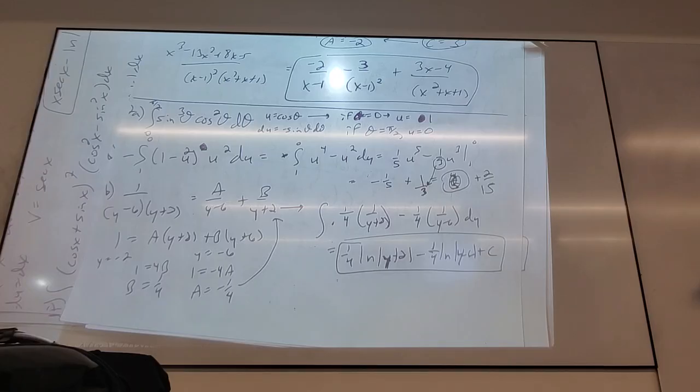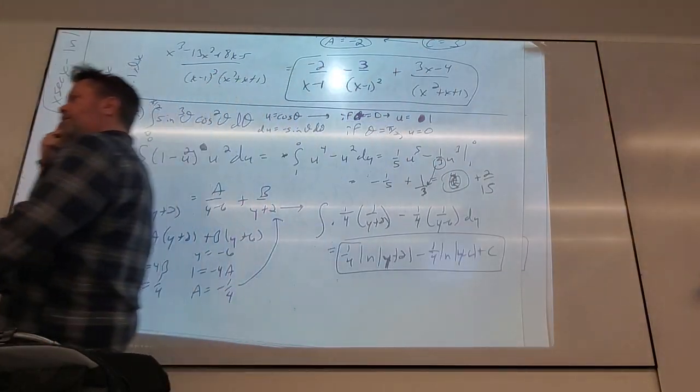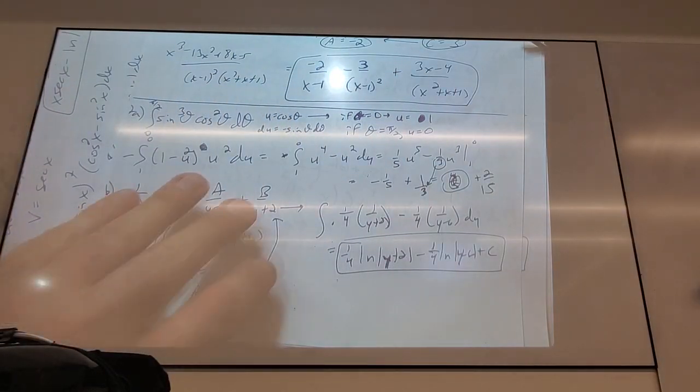If you use properties of logs to rewrite 2b, that's beautiful. Little tears for you, but you don't have to. You can leave it like that. I noticed some of you guys like to rewrite it using properties of logs. And again, little tears for you. That's fantastic.